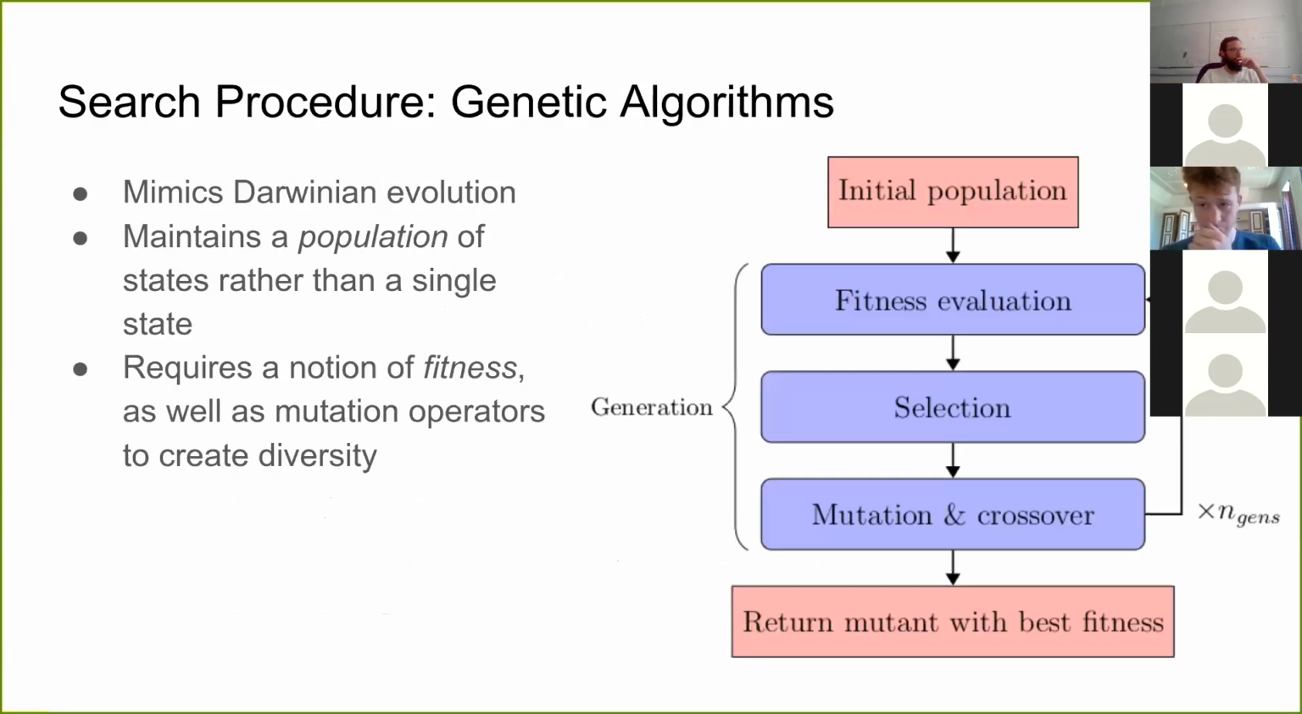Then the second search procedure that we use is genetic algorithms. Similarly, a pretty simple search procedure, it mimics Darwinian evolution rather than annealing. And again, very intuitive. You maintain a population of states rather than a single state as in annealing. And as with Darwinian evolution, it requires the notions of fitness and mutation operators to create diversity. So first, you spawn your initial population, and this population we call the mutants.